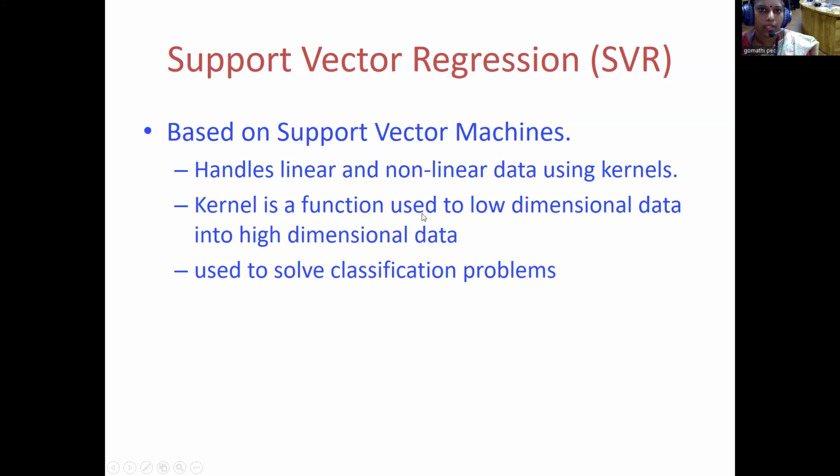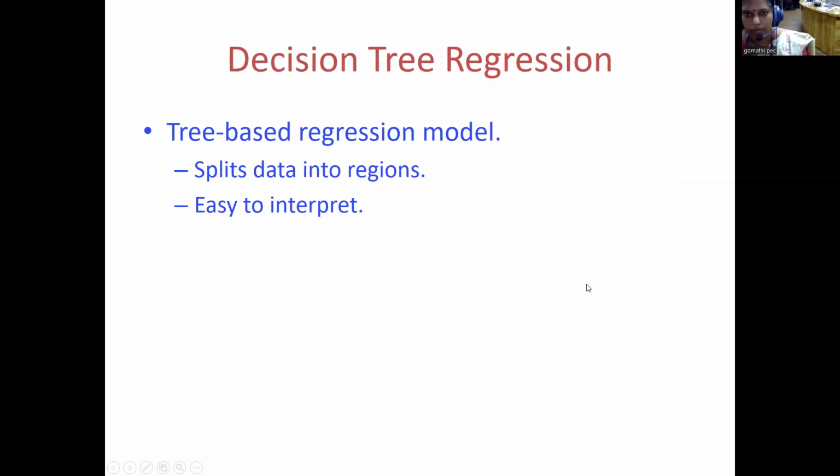Then support vector regression. What is support vector regression? It can handle both linear and non-linear relationship data using the kernel. What is a kernel? A kernel is a function that can be used to map low dimensional data into higher dimensional data. Support vector regression also solves classification problems based on probability, that is yes or no, true or false. For example, we predict whether a given mail is spam or not spam. Those categories come under support vector regression.